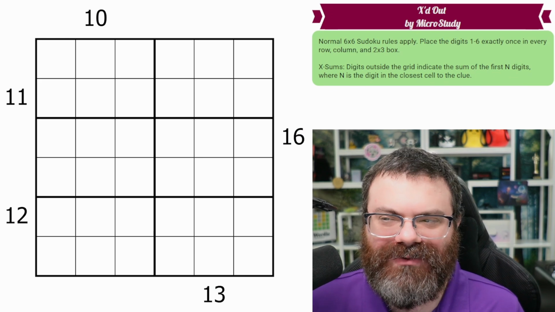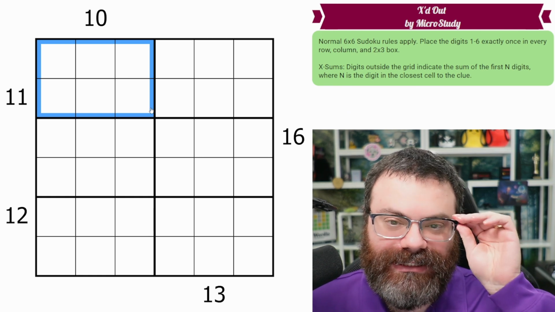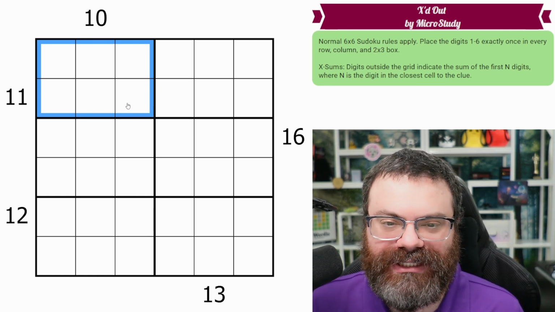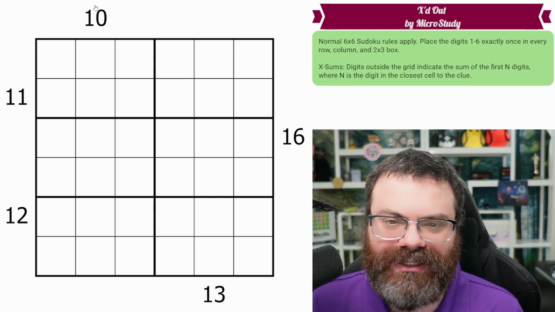So we have normal 6x6 Sudoku rules, which means in every row, every column, and every 2x3 box, we are placing the digits 1 to 6 exactly once each. We also have these xsum clues outside the grid. That's these numbers outside the grid.